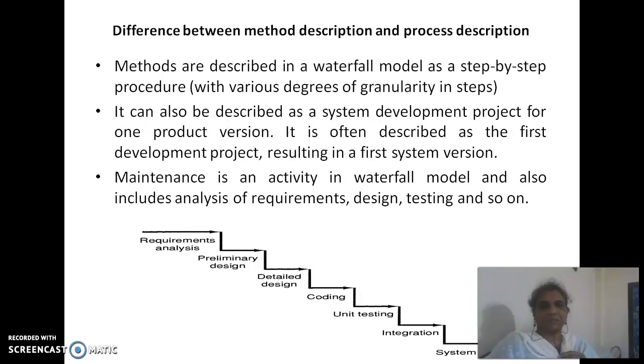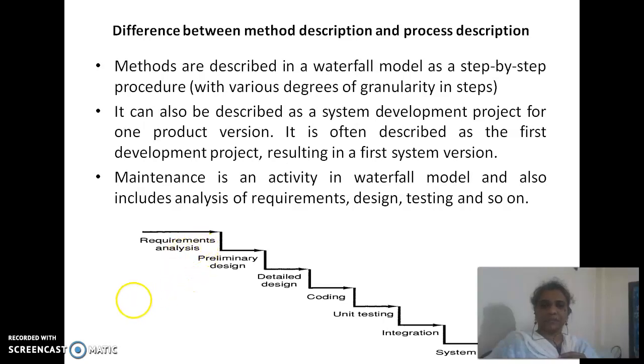Coming to the difference between the method description and process description. Methods are described in a waterfall model as a step-by-step procedure with various degrees of granularity in steps. It can also be described as a system development project for one product version. It is often described as a first development project resulting in a first system version. Maintenance is an activity in the waterfall model and also includes analysis of requirements, design, testing, and so on.